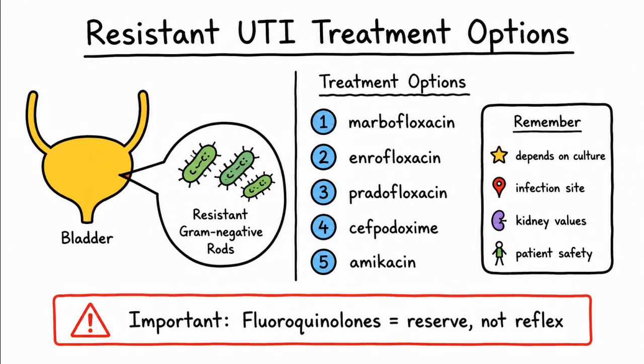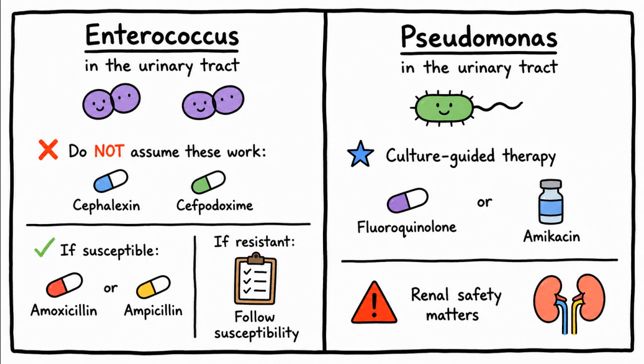Fluoroquinolones are especially tempting for gram-negative urinary infections and prostatitis because of tissue penetration, but they should be reserved, not reflexive. A key urinary nuance is Enterococcus. If the culture grows Enterococcus, I do not assume cephalexin or cefpodoxime will work. I think amoxicillin or ampicillin if susceptible. If Enterococcus is resistant, I follow susceptibility carefully instead of guessing.